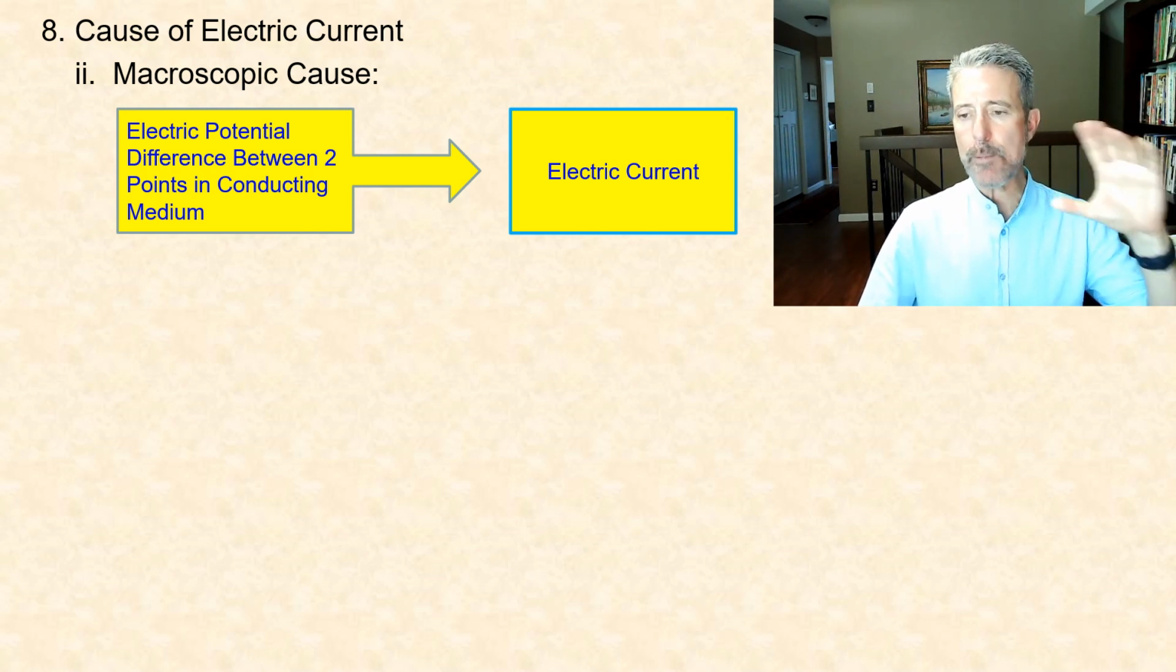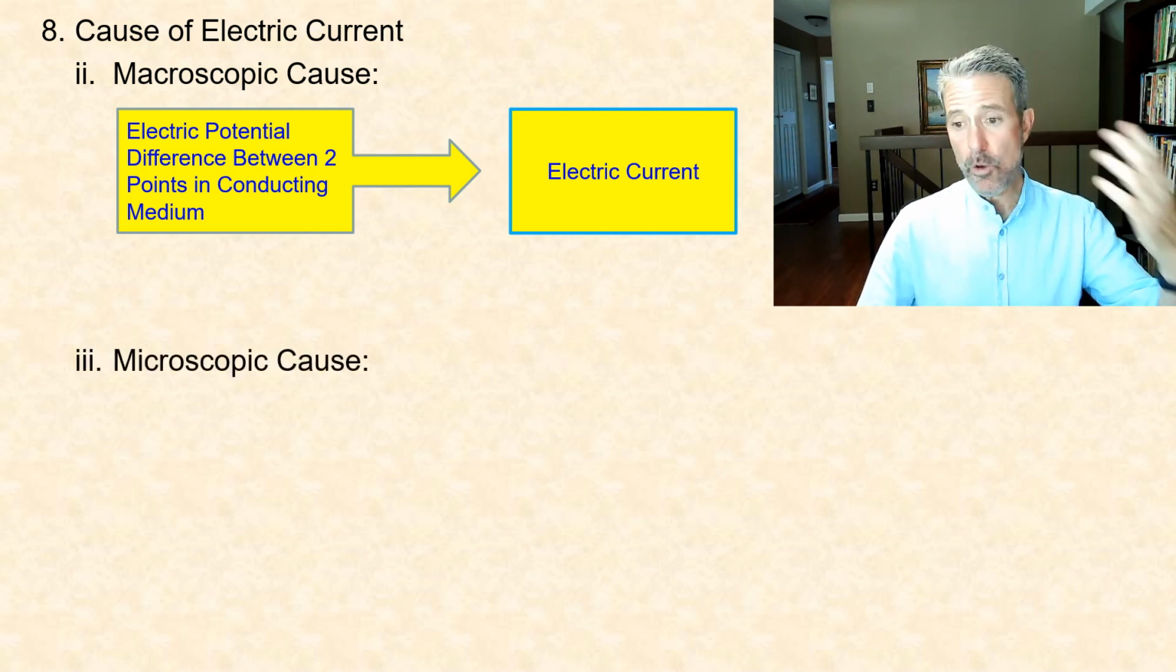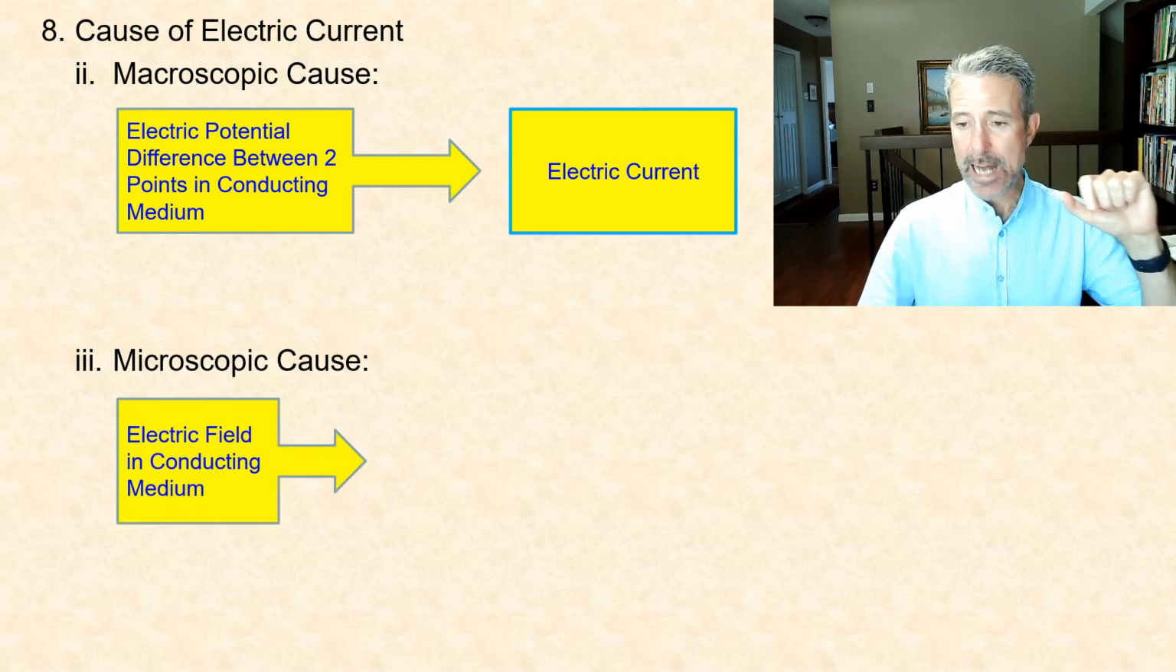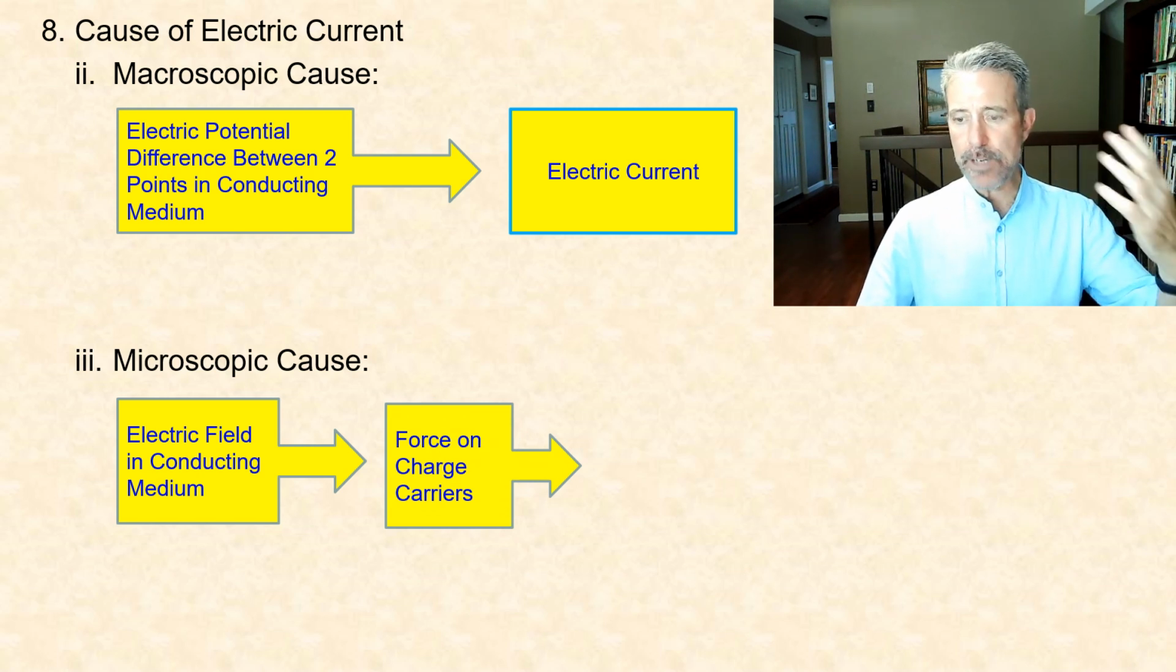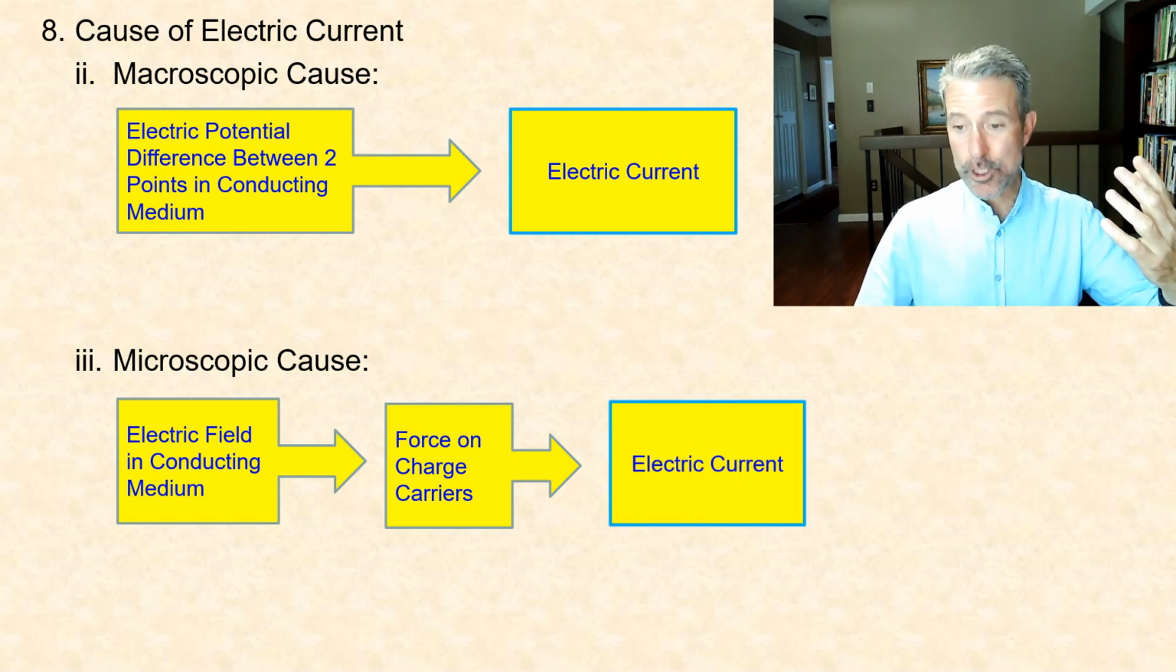We can also describe the cause of an electric current from a microscopic perspective as well. What is it that causes individual charge carriers to move in a conducting medium? Well, as we know from our discussion of electrostatics, it's electric fields that can exert forces on charge carriers. So if an electric field gets set up in a conducting medium, that electric field interacts with the charge carriers there, exerting a force on them. And since those charge carriers are mobile and are allowed to move, those charge carriers move under the action of the electric field, thus producing an electric current.